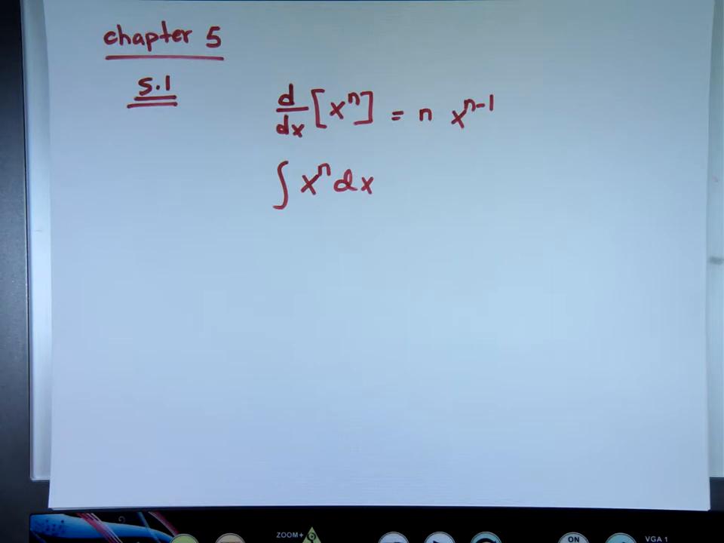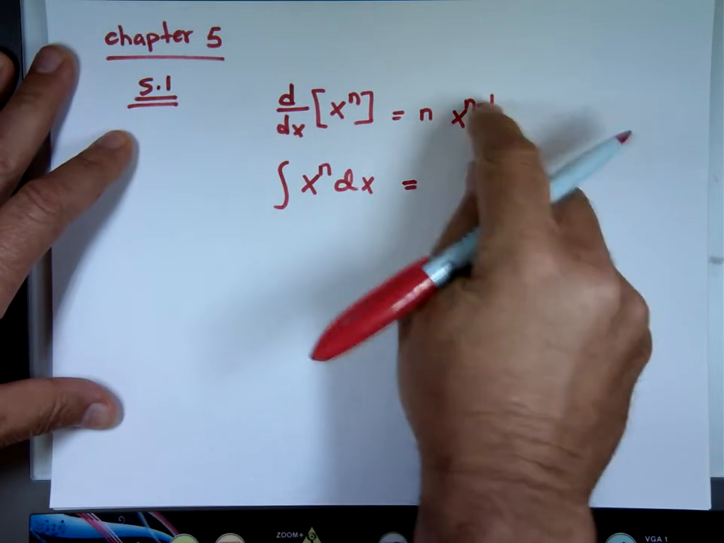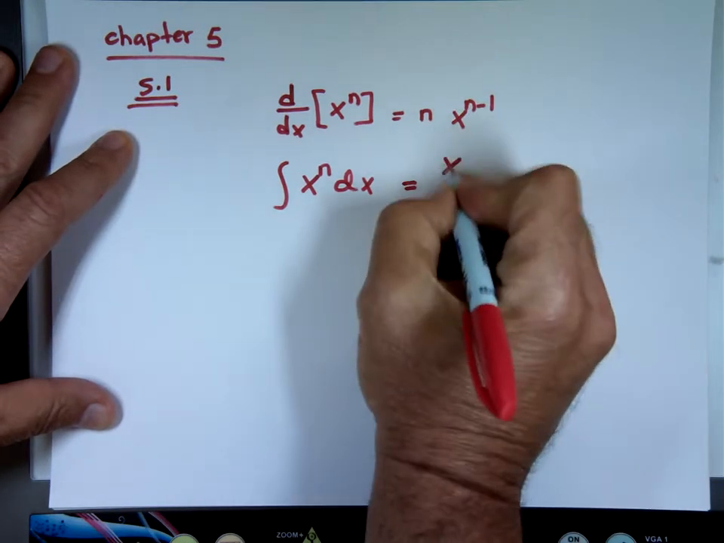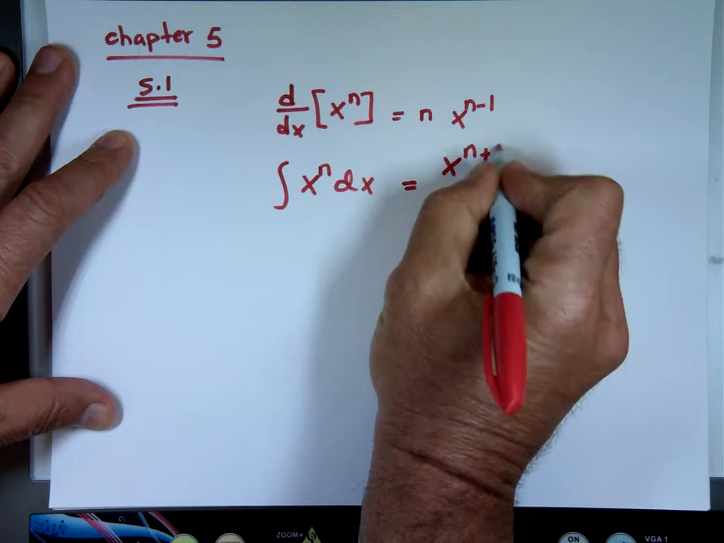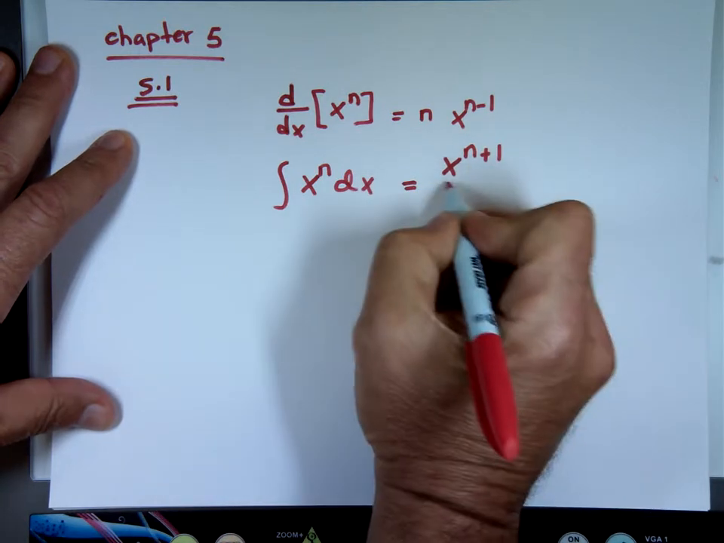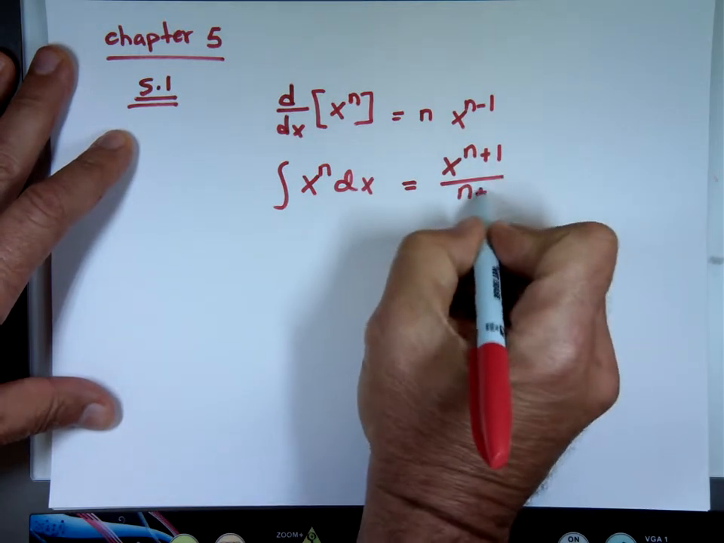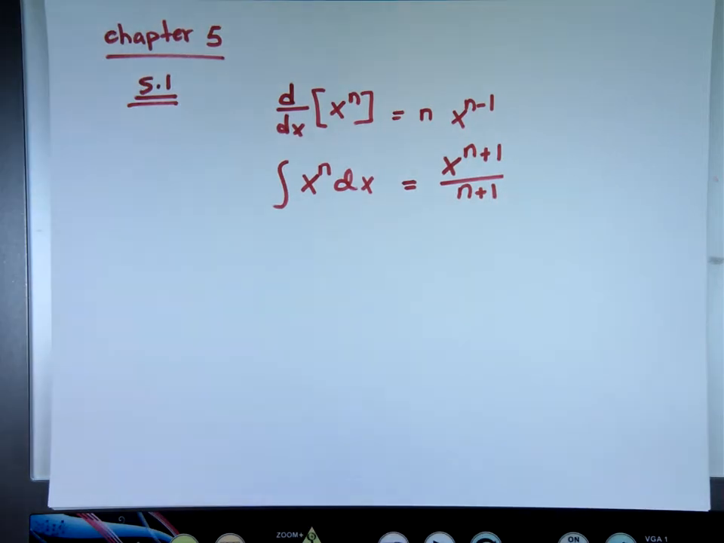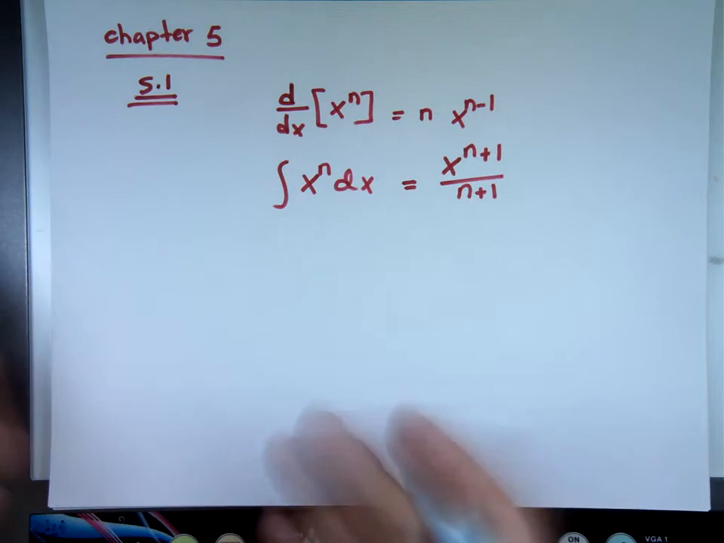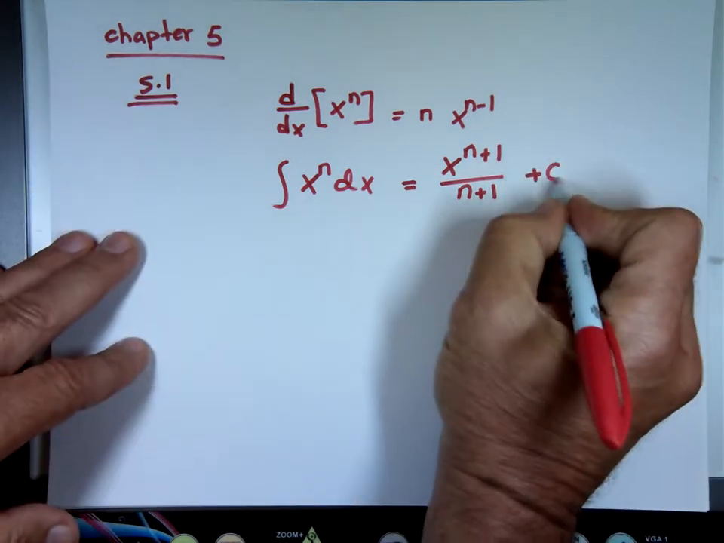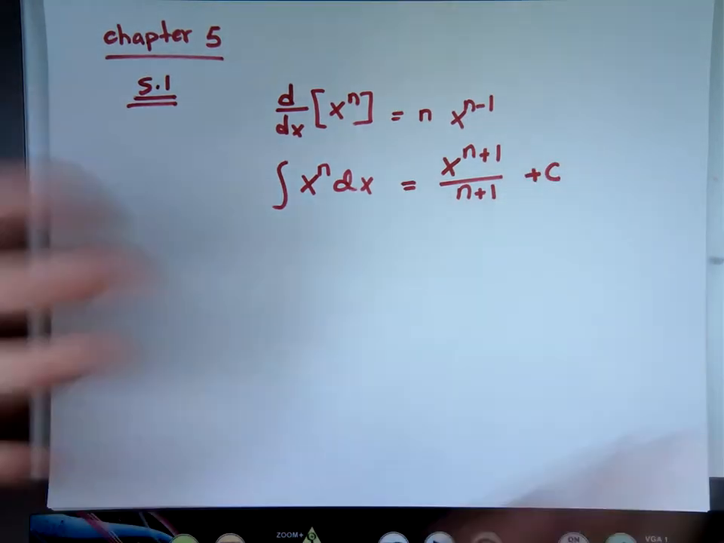For the derivative, what did you do? You subtracted 1 from the power and you multiplied by n. So to get back to the original one, what do you need to do? You need to add that 1 back to it. You need to add 1 to the power and divide by the new power. And we always say plus a constant. You'll see why plus a constant.